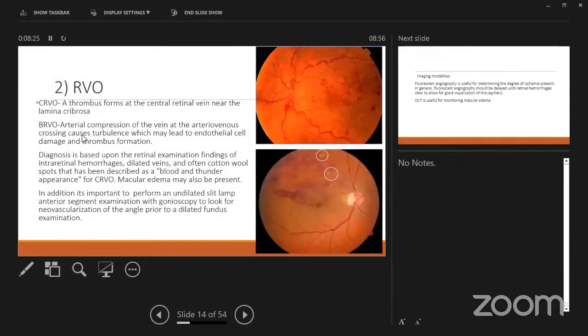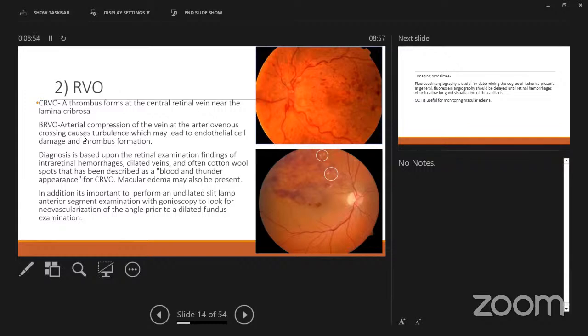The next cause is retinal venous occlusion, CRVO or BRVO. In CRVO, the thrombus occurs at the central retinal vein near the lamina cribrosa. In BRVO, arterial compression of the vein at the AV crossing causes turbulence. Diagnosis is based on retinal examination findings, that is intraretinal hemorrhages, dilated veins, and cotton wool spots. In CRVO, it is described as a blood and thunder appearance, and macular edema can also be present.